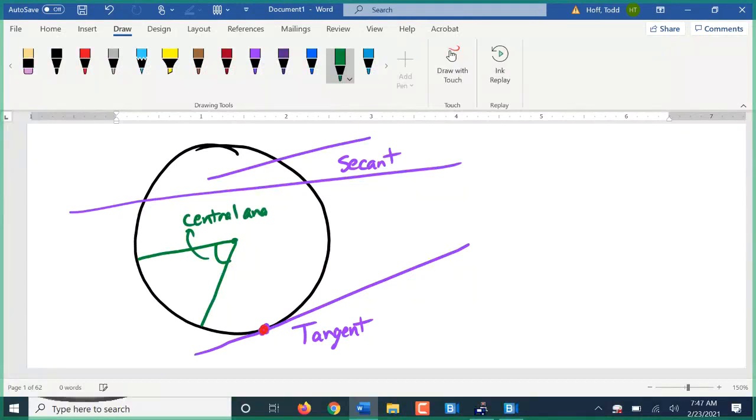Hey, is there such thing as a 45-degree radius? Asking for a friend. A 45-degree radius?